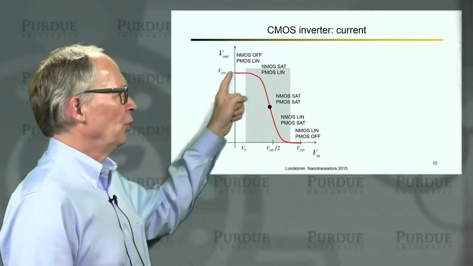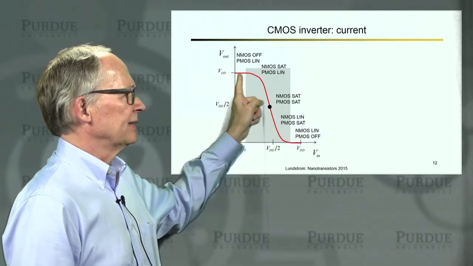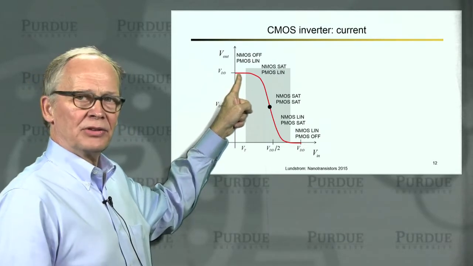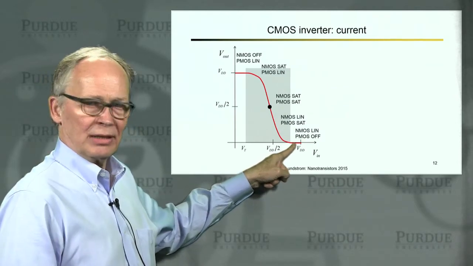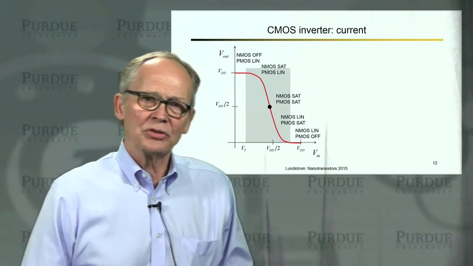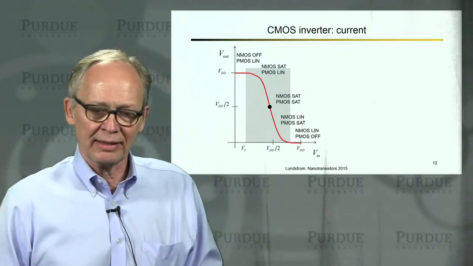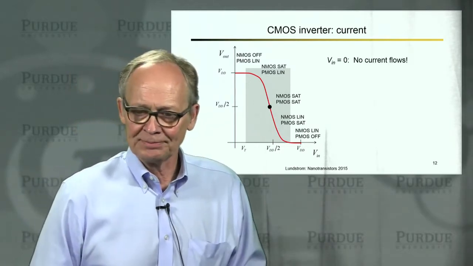But now the important point is that you can look through at every one of these points, and what you'll find is that if you have a low input and high output, one of the two transistors is turned off. And if you have a high input and a low output, the other transistor is turned off. The only time both transistors are turned on and current is flowing and power is being dissipated is when you're in the process of switching from high to low or low to high.